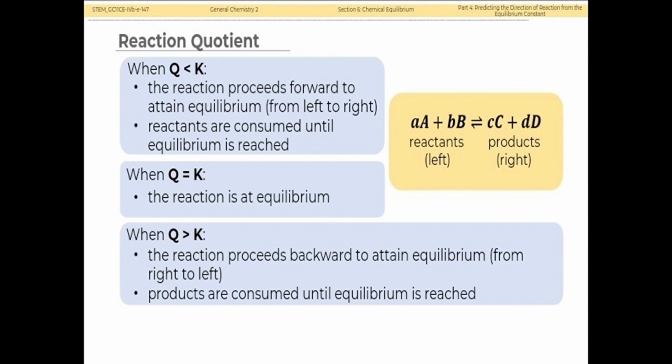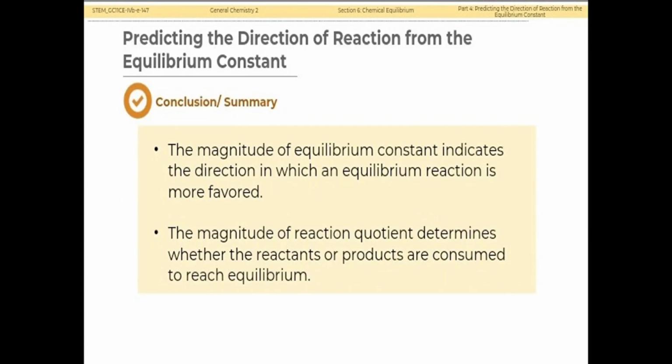And when quotient is equal to the equilibrium constant, the reaction is at equilibrium. And when quotient is greater than equilibrium constant, the reaction proceeds backward or from right to left to attain equilibrium. In this case, products are consumed until equilibrium is reached.